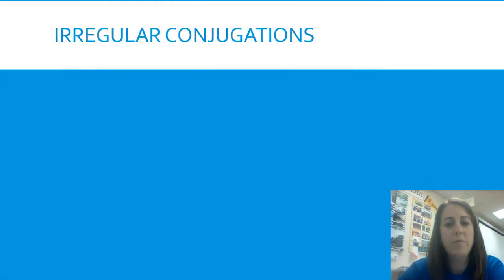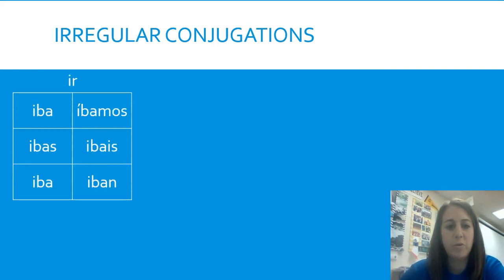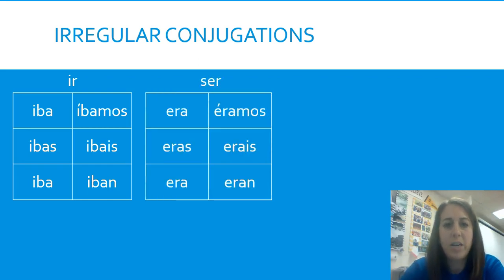All right. Of course, what would Spanish be without some irregulars? So we're going to run through those irregulars. One of our irregular verbs is ir, which we know means to go. So our conjugations are iba, ibas, iba, íbamos with an accent, ibais, and iban. Our second irregular verb is ser. Era, eras, era, éramos with an accent, erais, and eran.